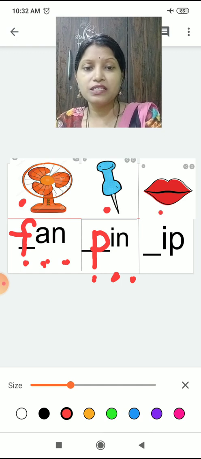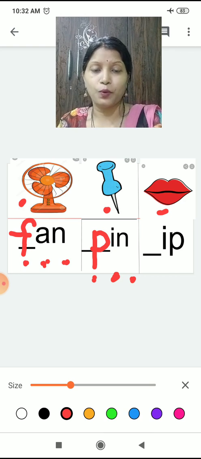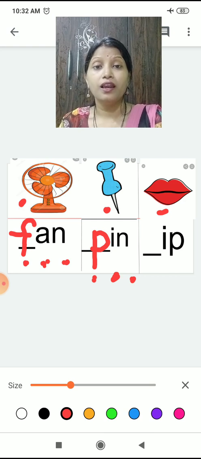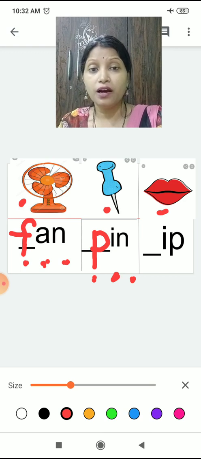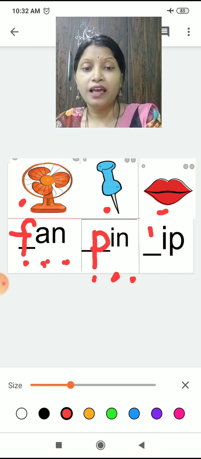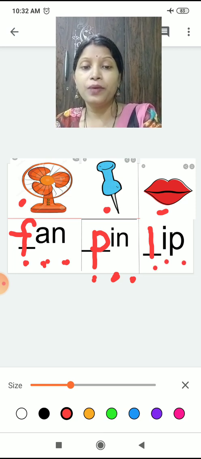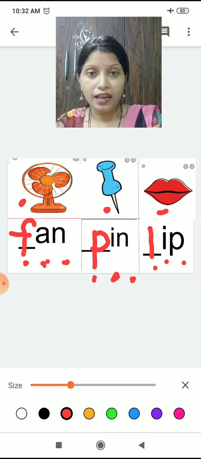Next. What is this, children? Lip. This is a lip. Which sound does it have in the beginning? L. Which alphabet has the sound of L? L has a sound of L. So what do you have to write here? L. Read with me. L I P. Lip.